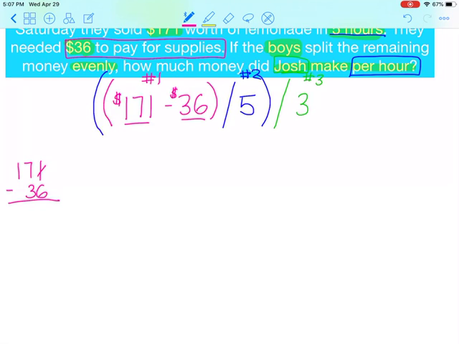So we know we can't take 1 from 6, so we have to make this 11 because we borrowed 10 from the tens place.